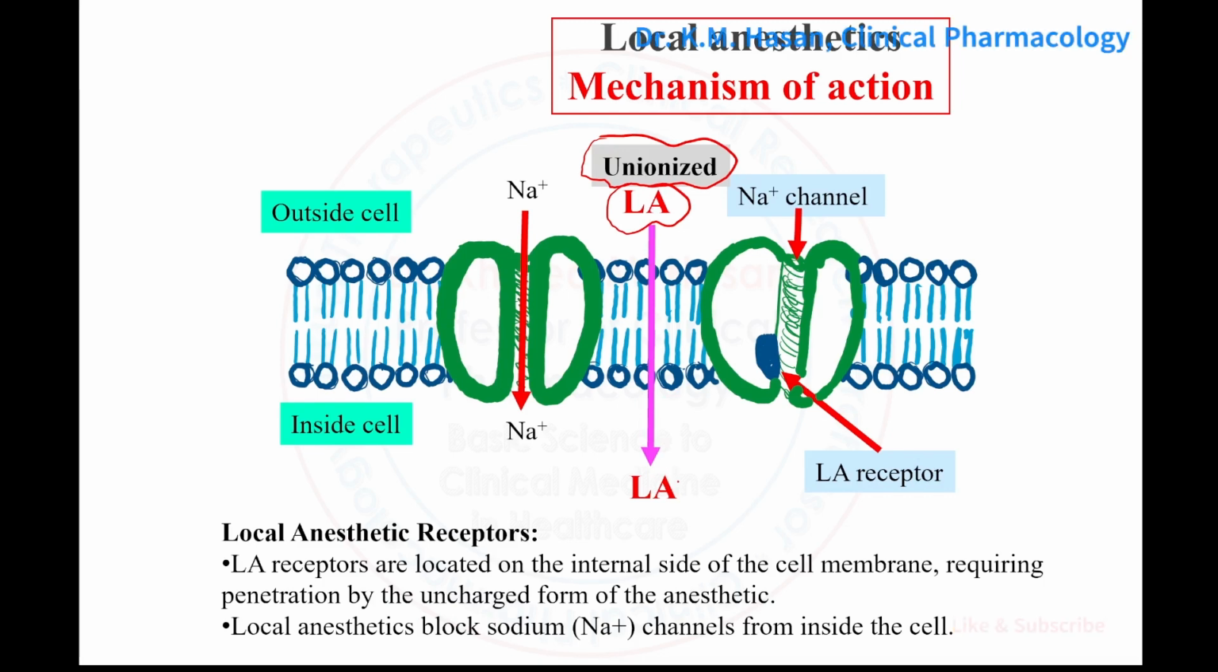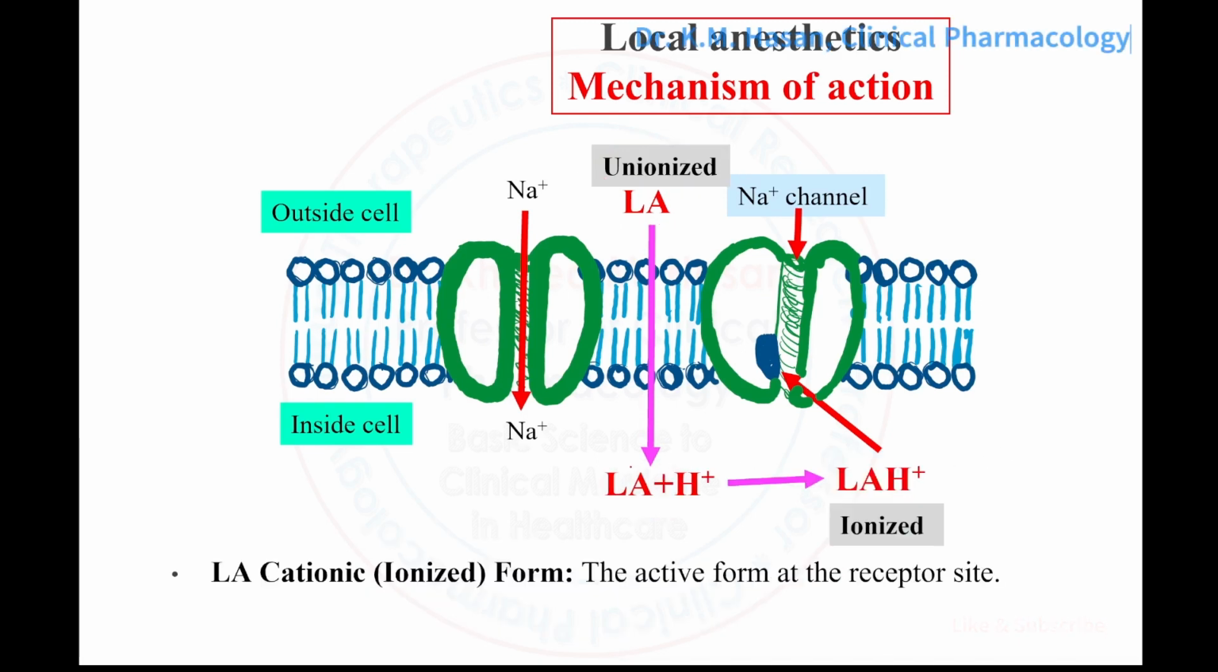That's fine. Here we have local anesthetic again, but the unionized, uncharged local anesthetic is unable to block the sodium channel, the target for local anesthetic. This needs to be charged. So what we have here inside the cell, that environment is considered like a weak base, and this will lead to ionizing the local anesthetic. So the next slide will show the ionized local anesthetic. You can see here the local anesthetic will gain a proton and become ionized.